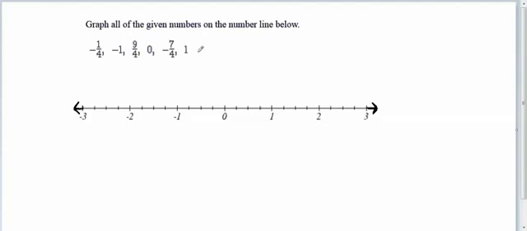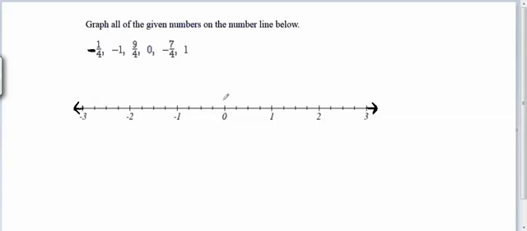For example, we're given a list of numbers, including some fractions, and we're asked to graph all of them on the number line below. So let's begin with the first one. We have the number negative 1/4. So if we think about a negative number, as soon as we notice we have a negative value, that lets us know we're going to be dealing with something less than 0.